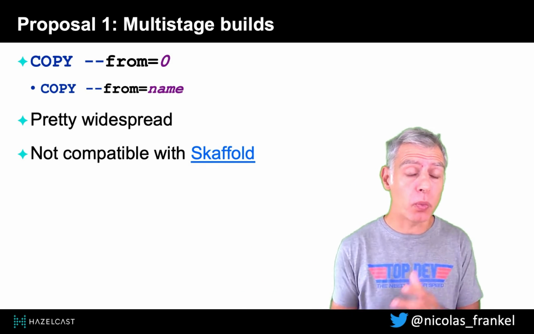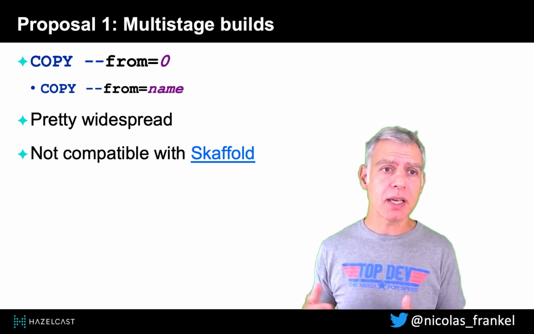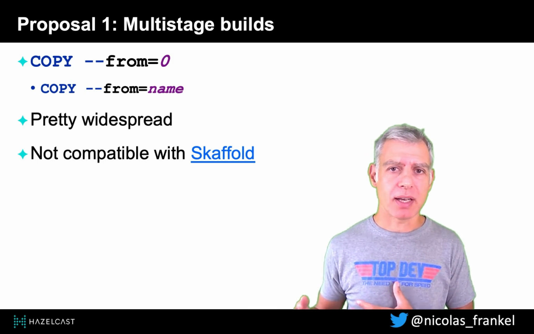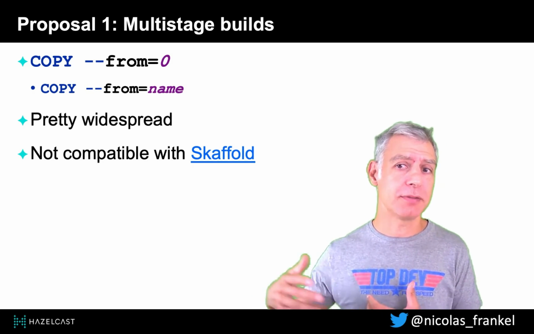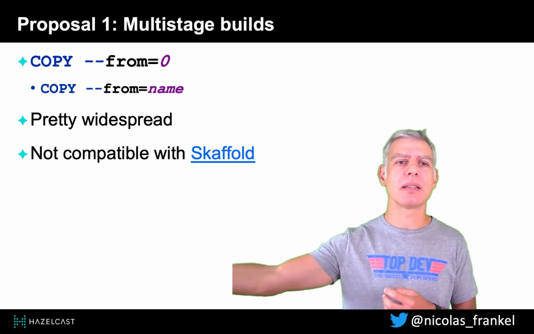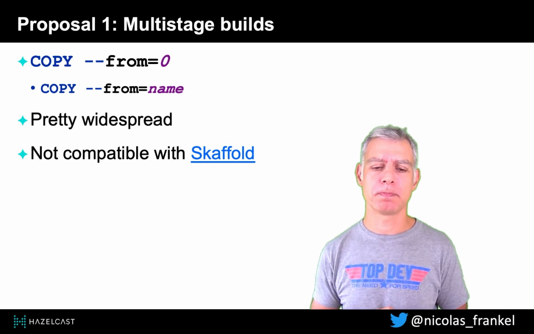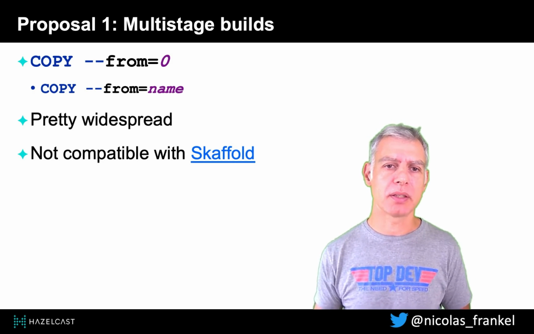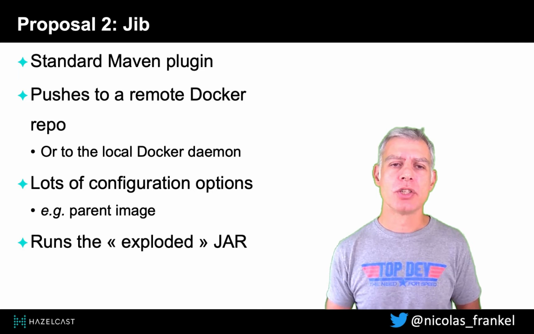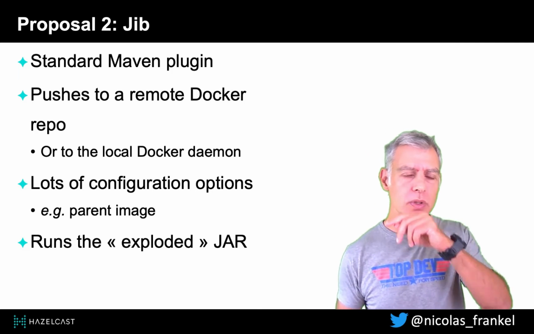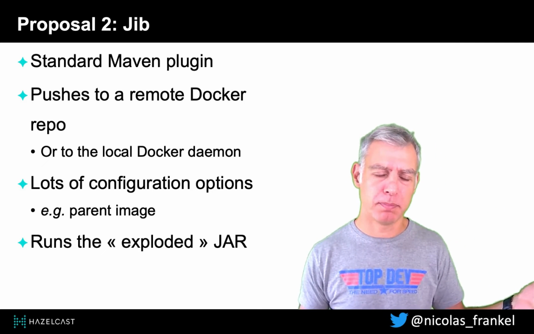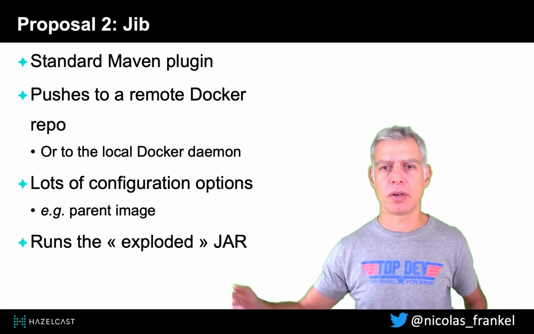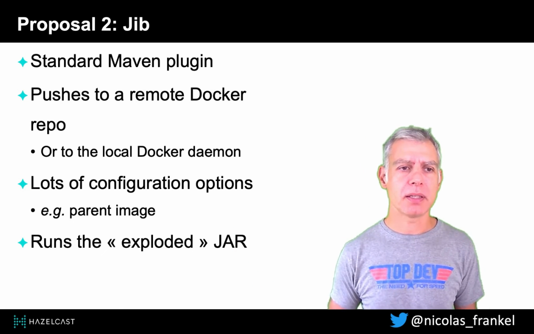And there are other ways to run a Java application. You can run Java directly from class files. However, you need to handle the whole classpath issue. And that's the idea behind a plugin called Jib. Jib is provided by Google. It's a standard Maven plugin. You also have a Gradle plugin for that.